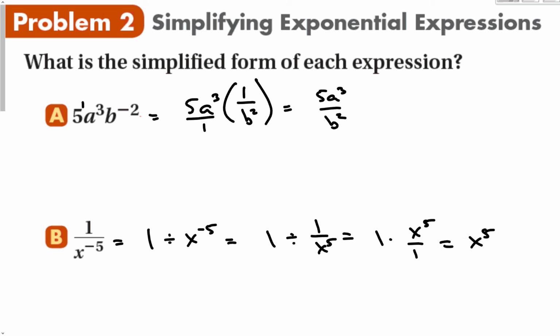Now that's the long way to go about it. Basically, what I like to do is just see this, 1 over x to the negative fifth power, and just say, okay, we have a negative exponent in the bottom of a fraction, it becomes positive when I move it to the top. So this comes up and it turns into x to the positive fifth.